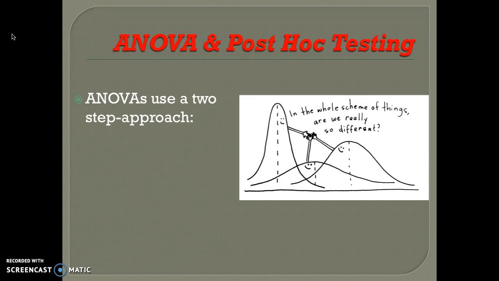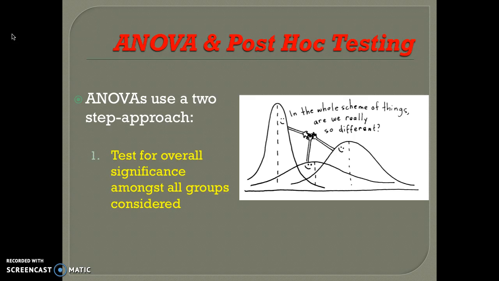Finally, ANOVA takes a 2-step process to minimize the family-wise error rate and keep our alpha or type 1 error at the 0.05 level. First, it tests for overall significance amongst all groups considered. We look for significant differences somewhere amongst the groups that we're testing. So when we get our output from SPSS, we'll see that, alright, we had 3 groups, and it'll tell us that we have a difference, and it's statistically significant, but we won't know where that difference lies. All we know is that there is a difference between the 3 groups.